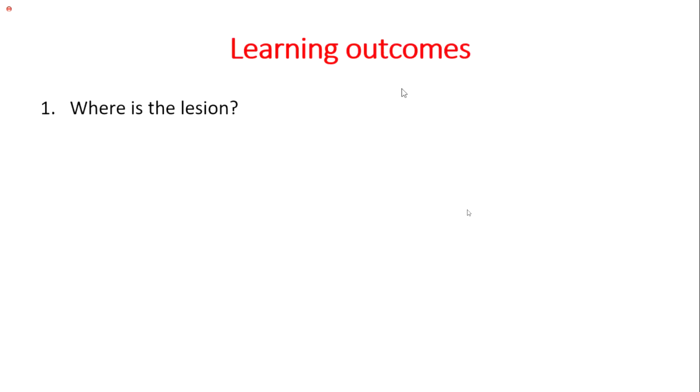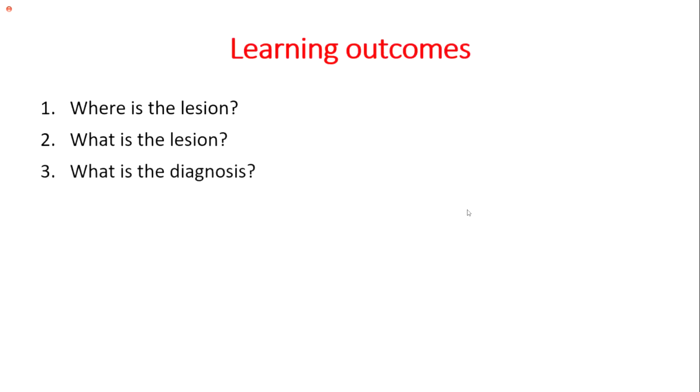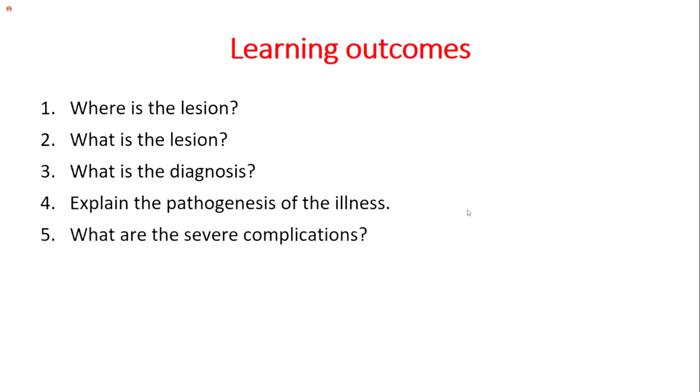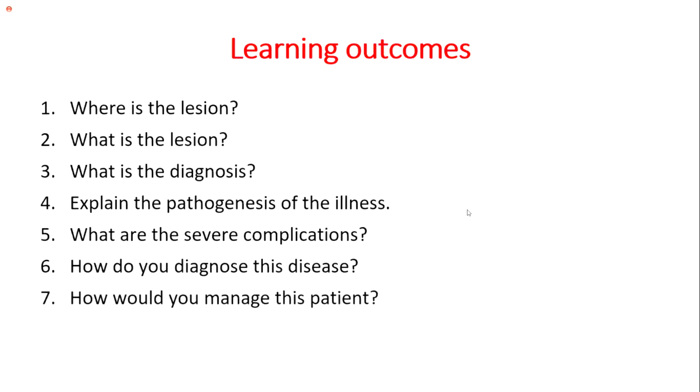All right. So the first question in any neurological problem is, where is the lesion? Second question is, what is the lesion? Third question, what is the diagnosis? So you know where the lesion is, you know what the lesion is, and therefore you will know the diagnosis. Fourthly, explain the pathogenesis of the illness. 5, what are the severe complications? 6, how do you diagnose this disease? 7, how would you manage this patient? And finally, what is the prognosis?